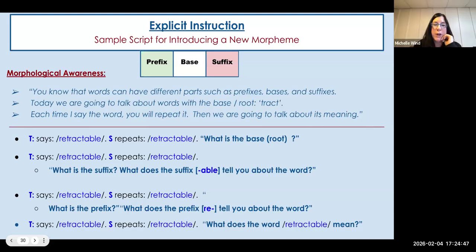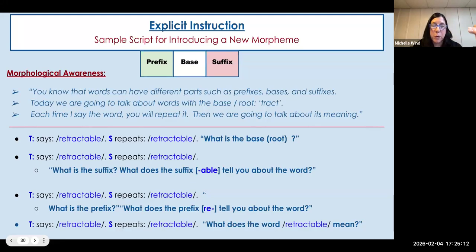Okay, so this is a really powerful morphological awareness activity you can do that involves oral language and really helps students understand the meaning of words. So this is a script, one we often use at Fairleigh Dickinson. You know that words can have different parts, such as prefixes, bases, and suffixes. Today, we're going to talk about words with the base tract or TRACT.